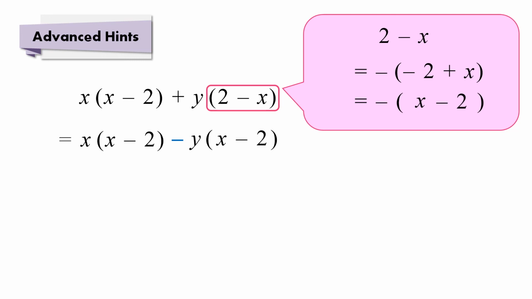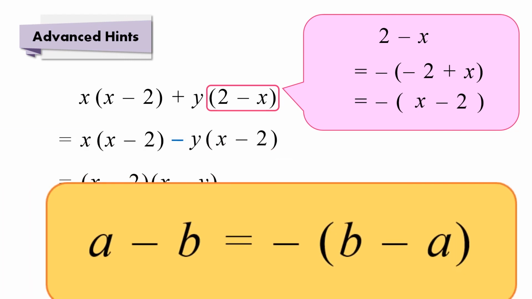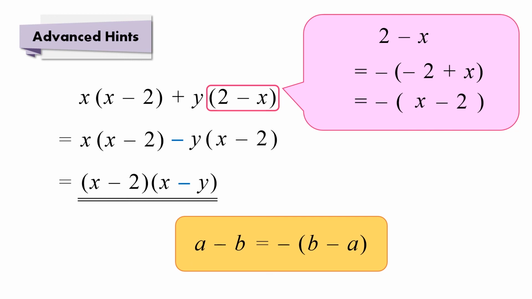Okay, now we can take it out as a common factor. We write down bracket x minus 2 at the front, then a small bracket with x minus y. We got the answer. We learnt a very important skill in this question, which is, when we want to reverse the order in subtraction, we have to take out a negative sign.